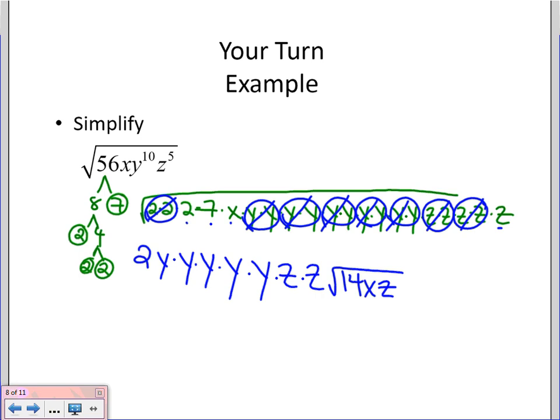Okay, so we're going to simplify this right here, the outside, and we've got 2 y, 1, 2, 3, 4, 5 y's, y to the 5th, z squared, square root of 14 xz. Okay, look at your answer. Is there anything that you pulled out that was an odd exponent? Yes. So you've got to have absolute value signs around this y to the 5th.